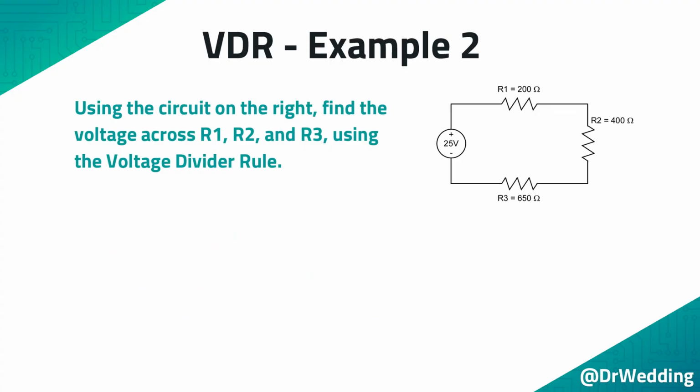Here is a second example. This example was also solved in the previous video. Using the circuit on the right, find the voltage across R1, R2, and R3 using the voltage divider rule. You may wish to pause the video and see if you can solve it on your own. After you are done, you can restart the video for the solution.